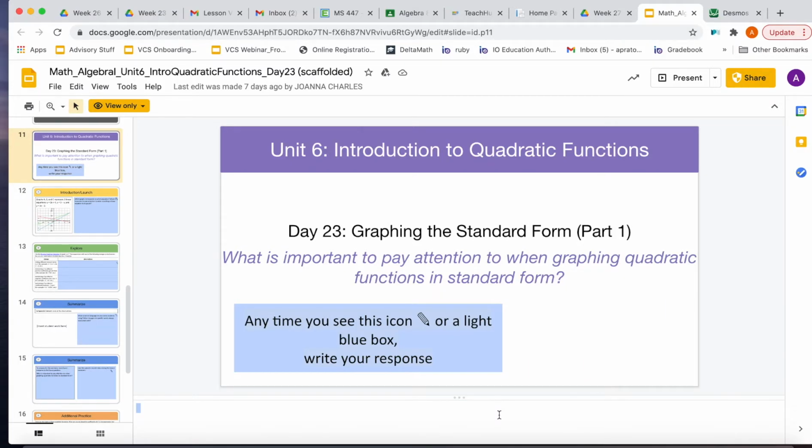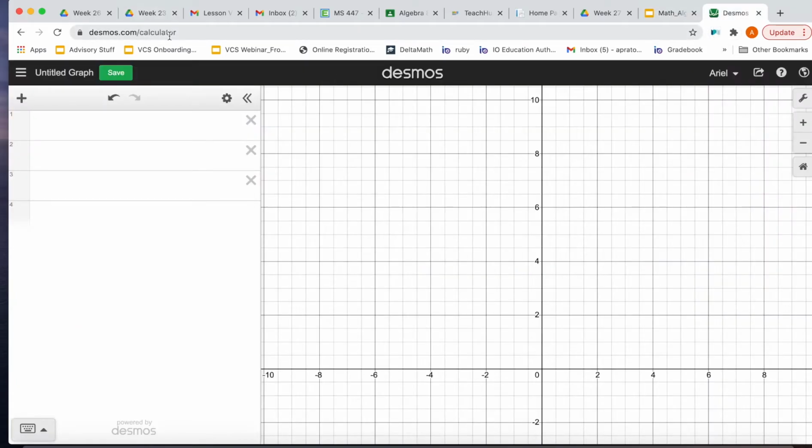Hello everyone! Today I'm going to talk to you about how to use the Desmos graphing calculator to complete the Explore portion of the lesson in Unit 6, Day 23, Graphing the Standard Form, Part 1. The focus question for this lesson is: what is important to pay attention to when graphing quadratic functions in standard form? So, what you're going to want to do is go to desmos.com/calculator.